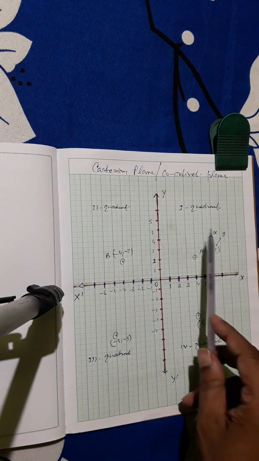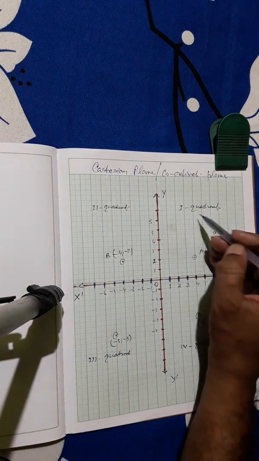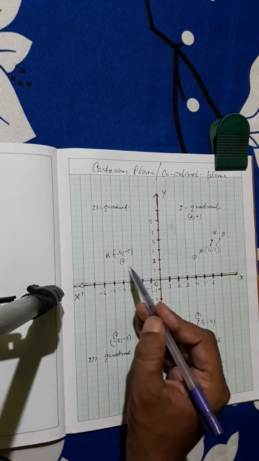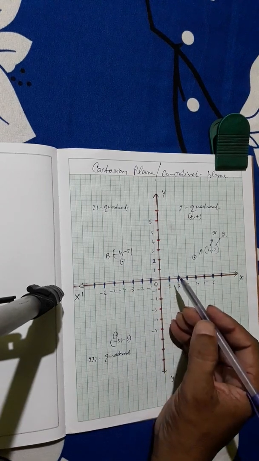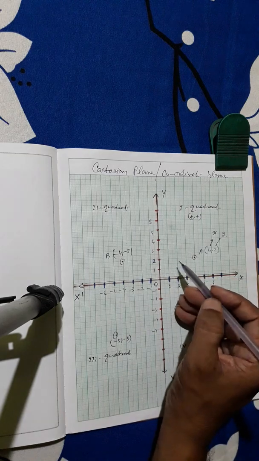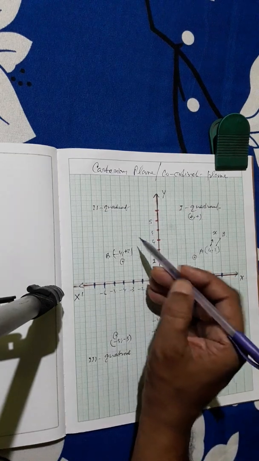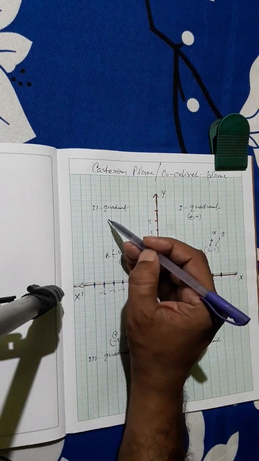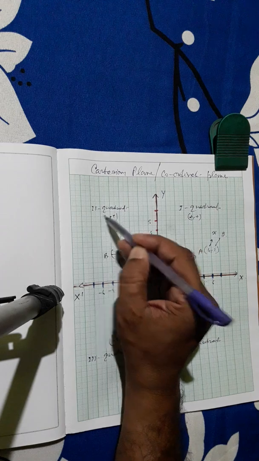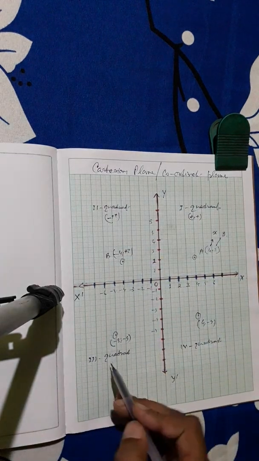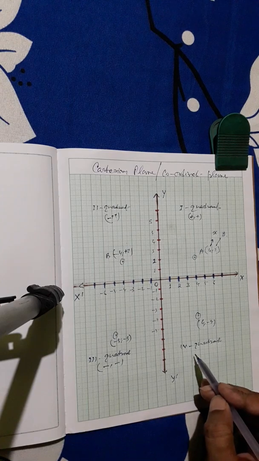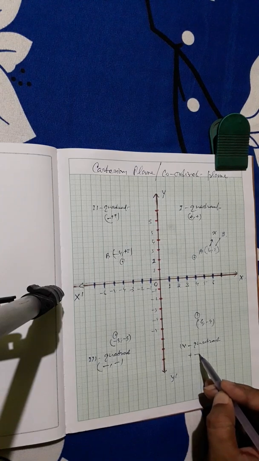You see here that the points on the first quadrant have both the coordinates positive, positive. In the second quadrant, here the coordinates are x is negative and y is positive. In third quadrant, both the coordinates are negative, and in fourth quadrant, x is positive while y is negative.